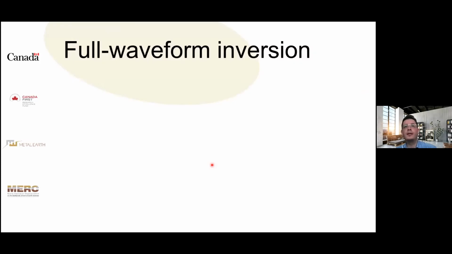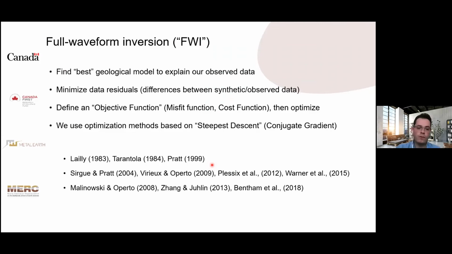I'd like to jump immediately into the first part of the talk, which is full waveform inversion, or FWI. Basically, FWI is a nonlinear inverse technique that generates quantitative models of the subsurface. The first thing that we do is find the best geological model that explains our field data, our observed data. In this case, we are working with velocity. So we use that initial velocity model to compute synthetic data and then calculate the differences between synthetic and observed data. That difference is then minimized by updating the underlying parameter model, which in this case is velocity.